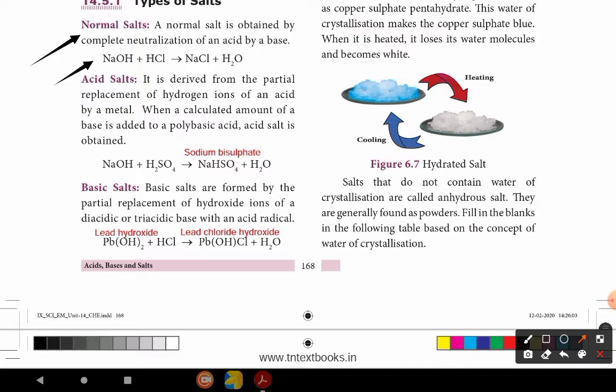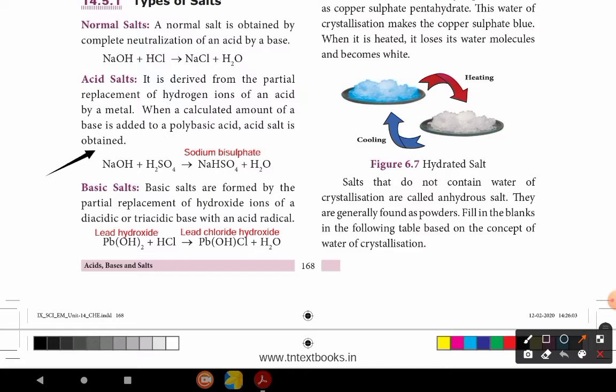Normal salt. Okay, next let's go on to the next one, and that is called acid salt. Here there is no complete neutralization. Complete neutralization will never come here. So what will be there? An acid salt is derived from the partial replacement of hydrogen ions. See, what's the important word here, children? It is derived from the partial replacement of hydrogen ions of an acid by a metal. I'll explain to you. When a calculated amount of a base is added to a polybasic acid, a salt is obtained.